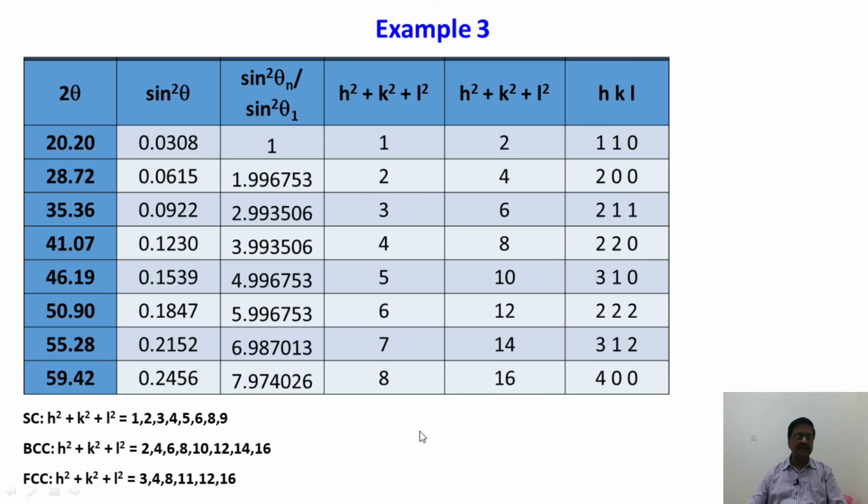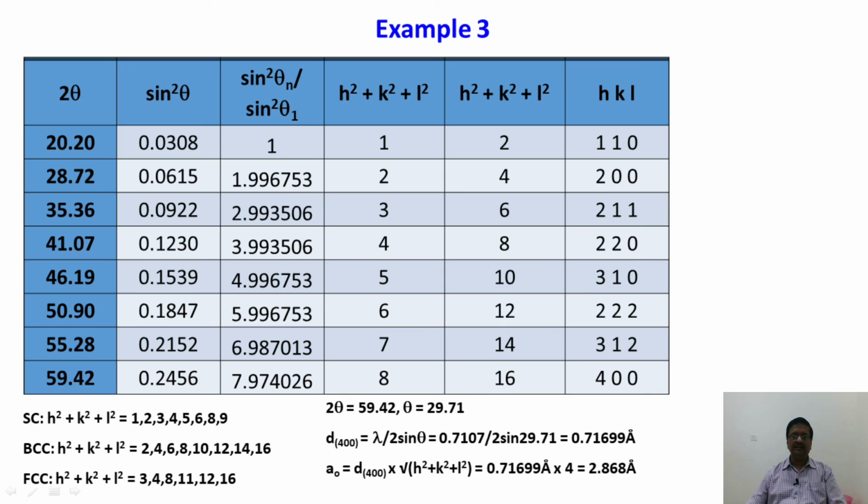So this indicates very easily one can identify the lattice type, whether it is simple cubic, body-centered cubic or face-centered cubic, and one can easily calculate the corresponding 2 theta value, one can calculate the A0 value very easily using any one of those reflections, but it is better that we calculate the A values for all the reflections and take the average of A values as the correct A value for that particular unit cell.